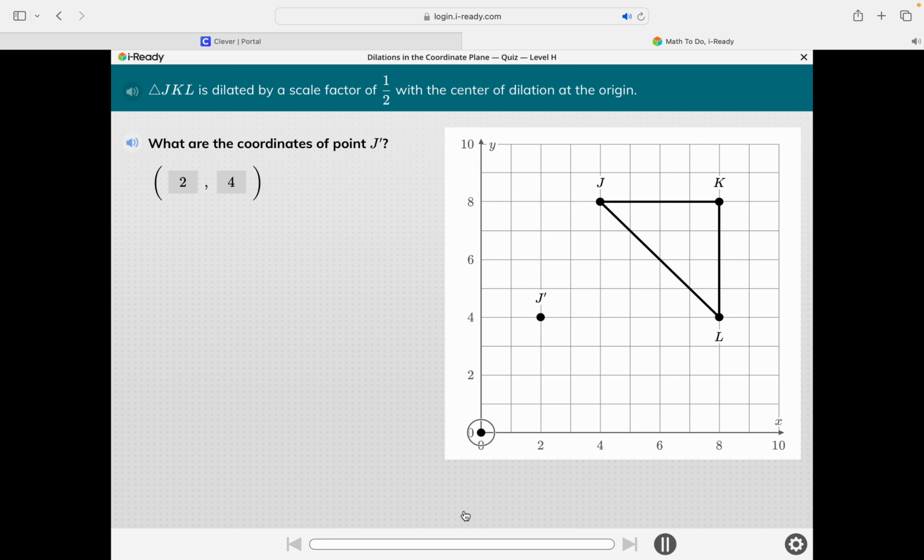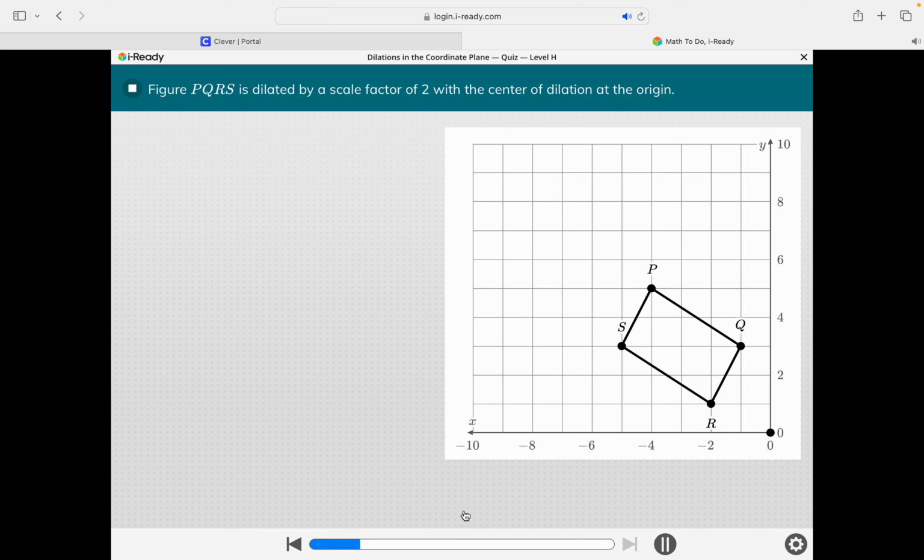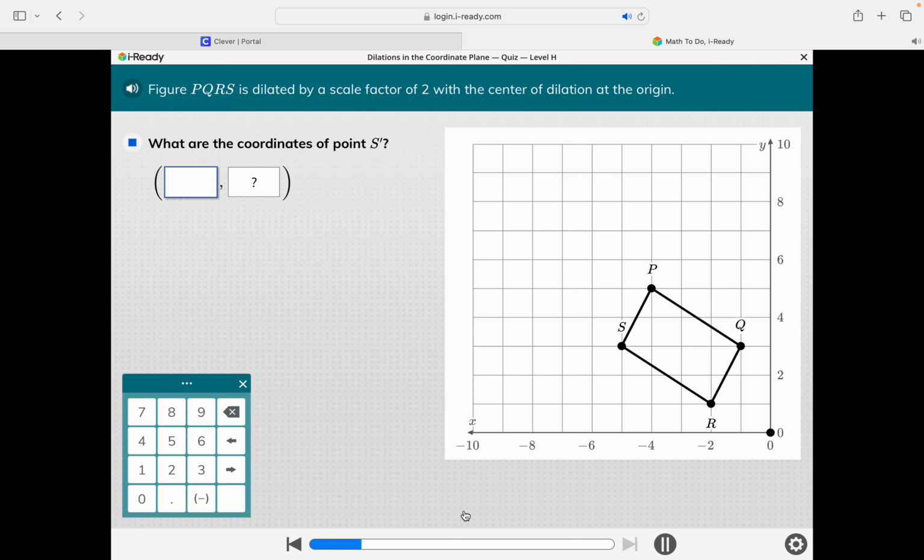I already told you, a ray from the center of dilation, 0 0, passes through the corresponding vertex of the dilated image. We're going to do K next, I think. Figure PQRS is dilated by a scale factor of 2, with the center of dilation at the origin. What are the coordinates of point S prime?